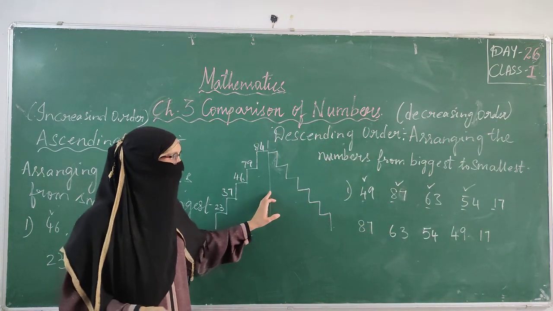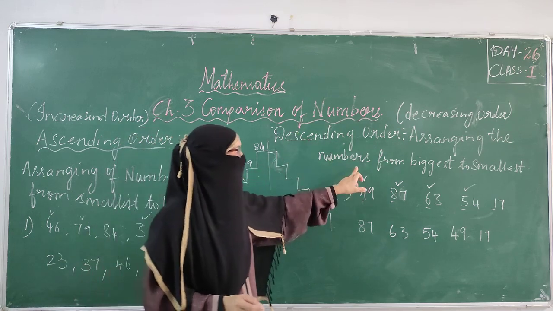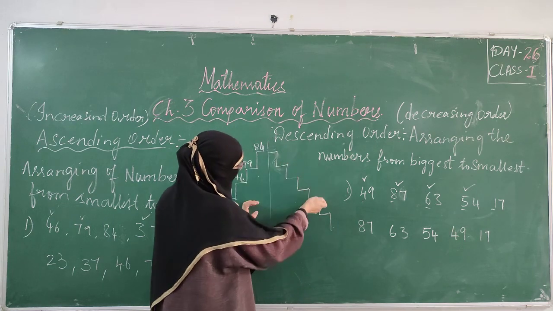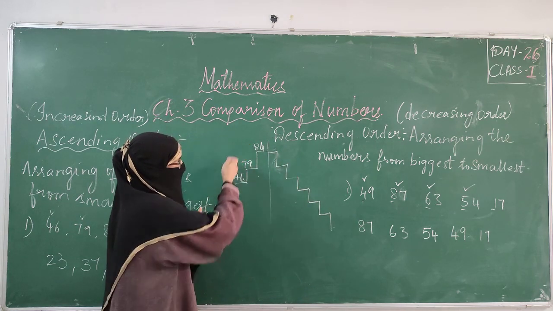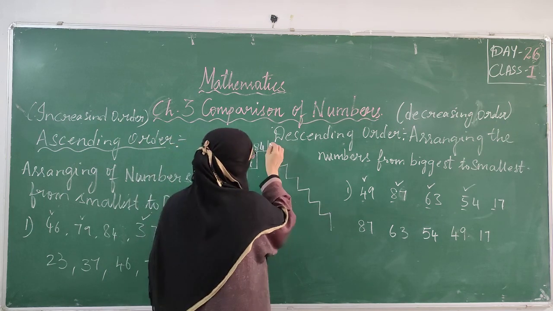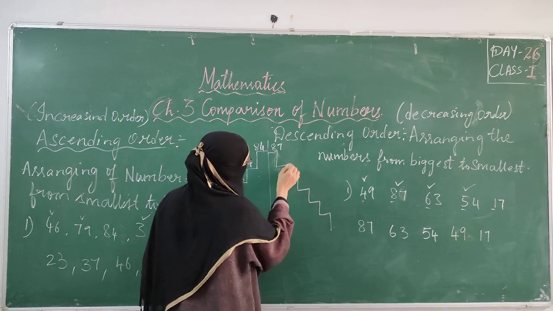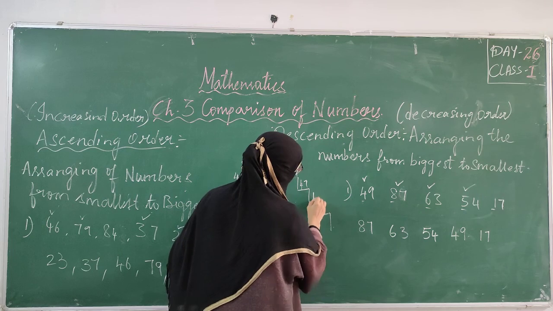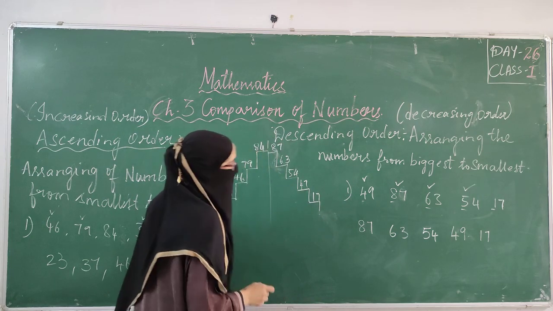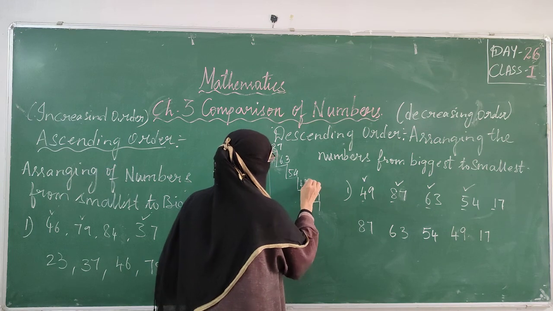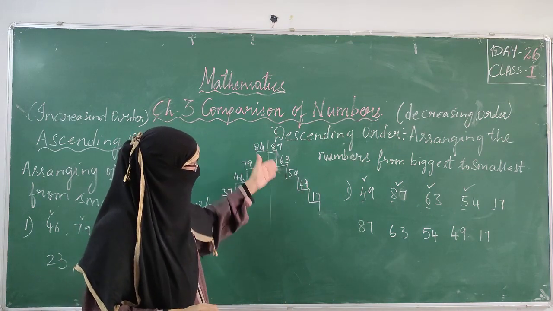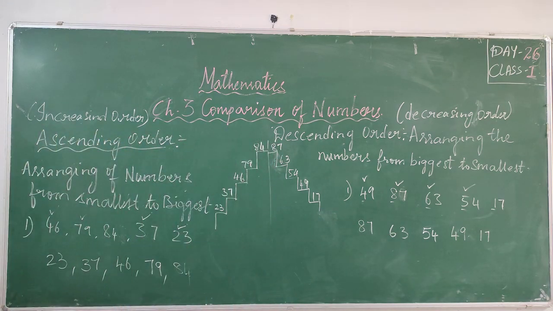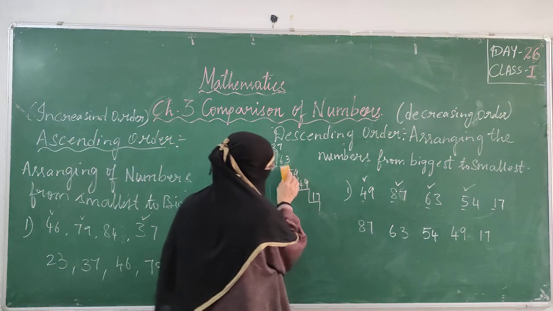So this is the decreasing order. Decreasing order is nothing but arranging the numbers from biggest to smallest. So how am I going to arrange this here? Now I am coming down. Before, I was climbing the steps, that is increasing. Now I am decreasing. So my numbers here will be 87, 63, 54, 49, 17. Here I am going on decreasing, coming down. It is from biggest to smallest. I will give you one more example.